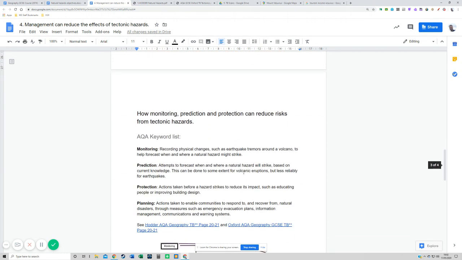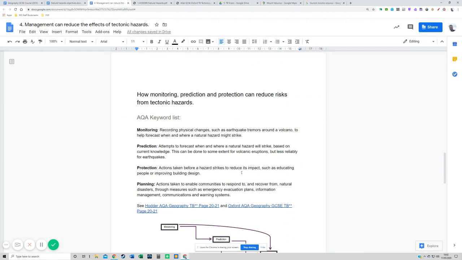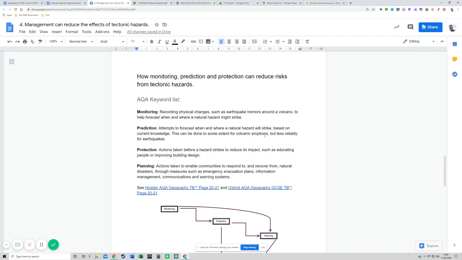The second part of this is how monitoring, prediction, protection can reduce risk from tectonic hazards. So for this one, I would be thinking about, first of all, being clear on what each one of these things actually means. So what is monitoring? What is prediction? And so on. You could be asked a definition of any of them for 1 mark. So the definitions are given there. But the other question you might get is thinking about one of them, could be any one of them, and explain how it reduces risk.